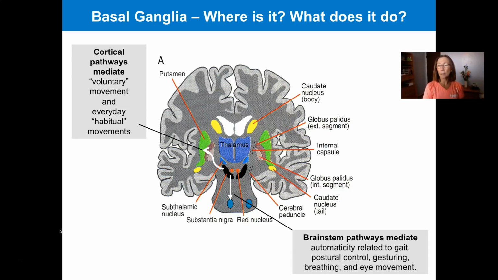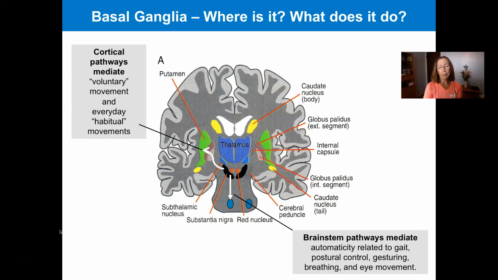Your cortex is what tells your muscles what to do. This basal ganglia is just simply modifying those signals. It's sort of fine-tuning the signals to the muscles. The cortex is involved in voluntary movement and everyday habitual movements. So all your, getting out of car, getting out of bed, getting up from the floor, things you don't think about at all, that's what the basal ganglia is specialized in controlling.